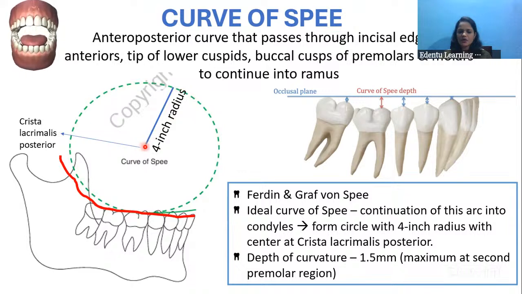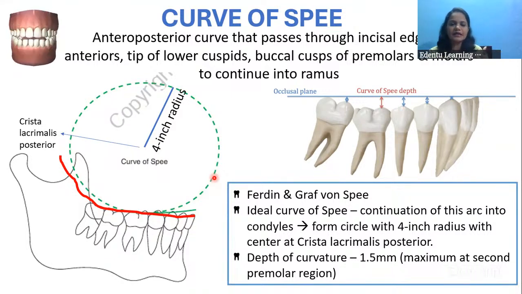We can usually see the center of this circle at the crista lacrimalis posterior. So the center of this circle will be at the crista lacrimalis posterior. That is one of the anatomical landmarks present in the skull. And the radius of this circle will be usually 4 inch. So this curve of Spee is now part of this circle with a 4-inch radius, with a center at the crista lacrimalis posterior, an anatomical landmark in the skull region.